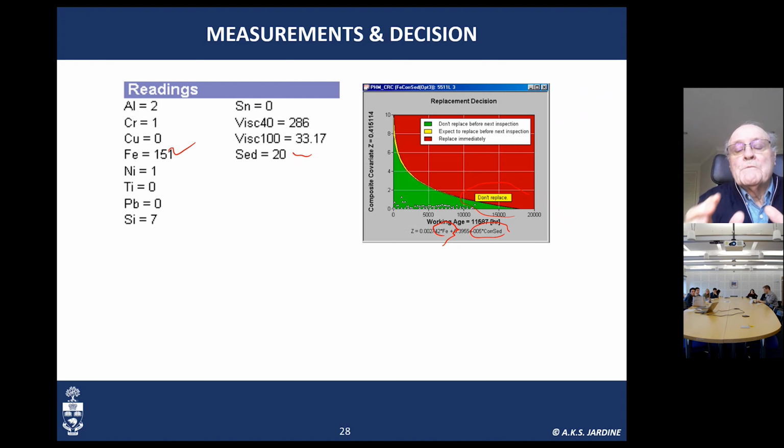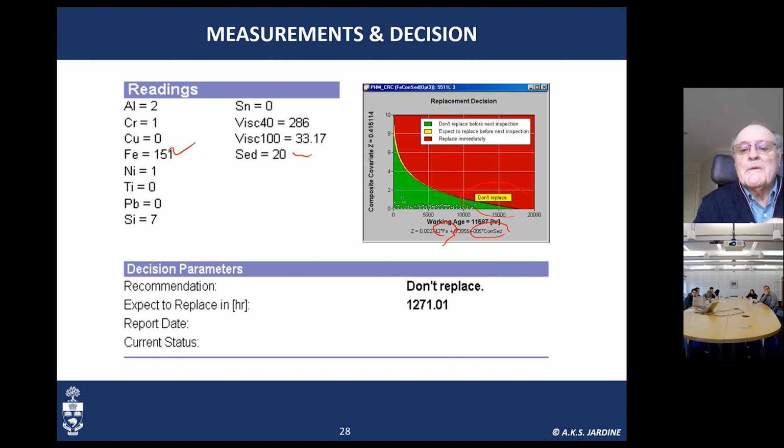We used to meet every 6 months with the companies that were funding us, and we showed them what we were doing, and they'd respond to our work and raise questions. One of the important questions somebody raised was, well, you tell me today don't replace, but when can I expect to replace? So then we changed the software to enable them to have an output that told them when they might expect to get into the red zone. In this example, the recommendation is don't replace, but they expect to replace 1,271 hours from today.